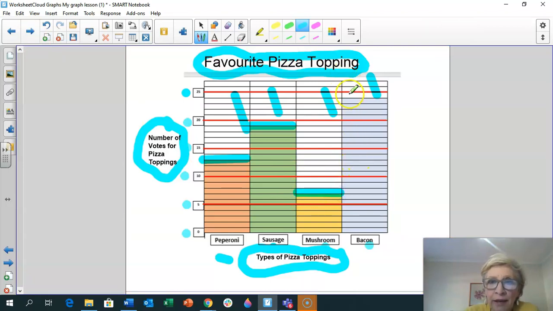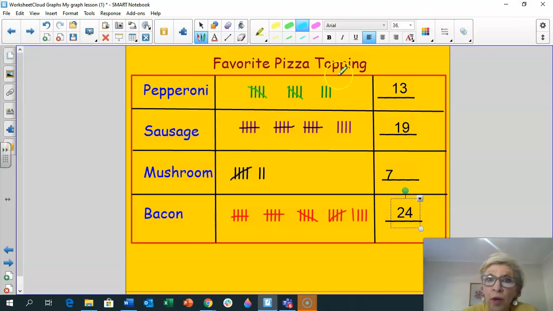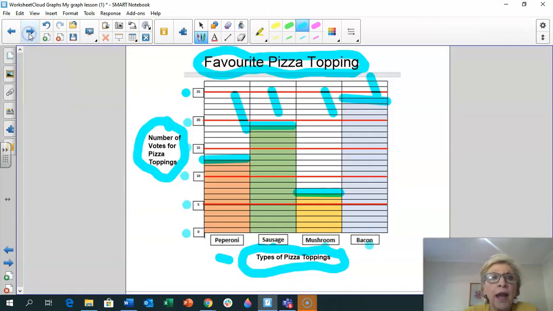And then bacon, well, it looks like it's 24. Have I done it correctly? Yes, so bacon is way up here, and it's the most, up to 24. Okay, so that is taking a pictogram like this, with all its data and information, and putting it into a bar graph. These are bars. Okay, so that's why it's called a bar graph.